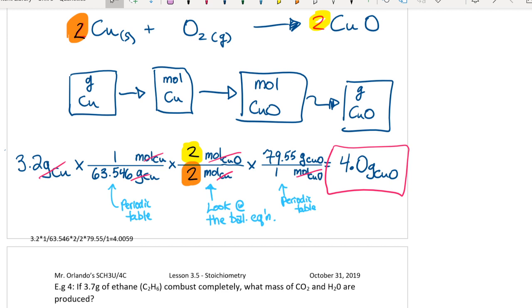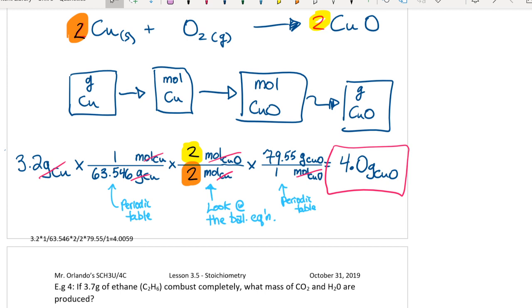Because what should I now be able to do? Look at this lab right here. I should be able to give you some copper. You should be able to weigh it. And then you should be able to tell me what the weight of the copper oxide at the end will be. Does that make sense?